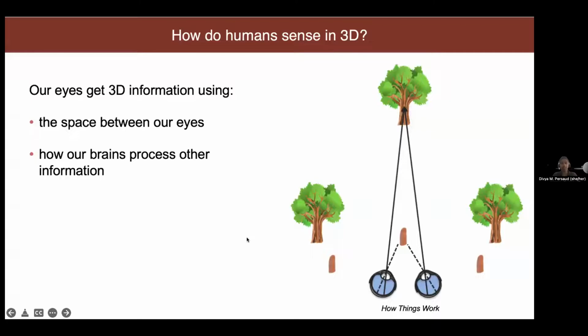So I've talked a lot about 3D, but what are 3D images and how are they made? So if you think about how we sense in 3D, our brains get 3D information because we have two eyes, or we can think of it also as two ears.